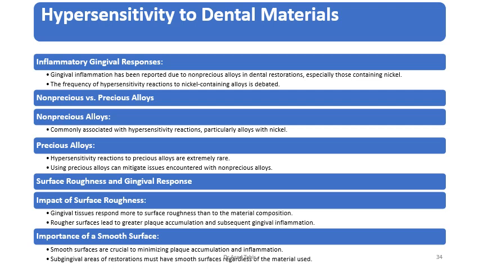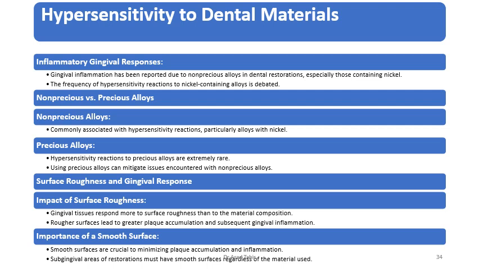Surface roughness and gingival response. Impact of surface roughness: gingival tissues respond more to surface roughness than to the material composition. Rougher surfaces lead to greater plaque accumulation and subsequent gingival inflammation. Importance of a smooth surface.